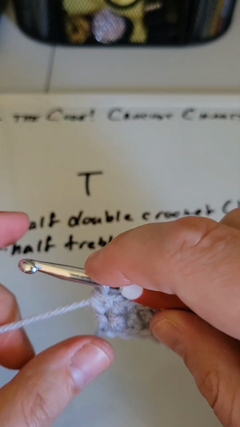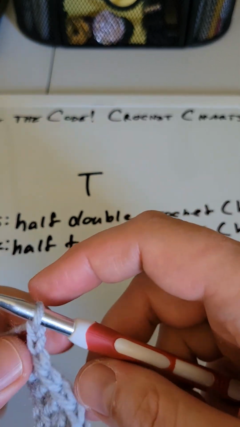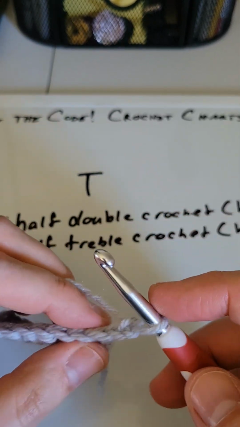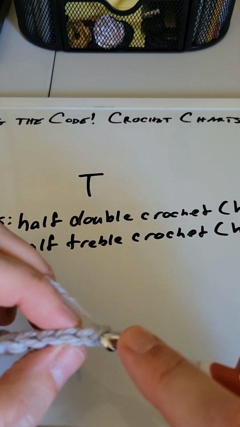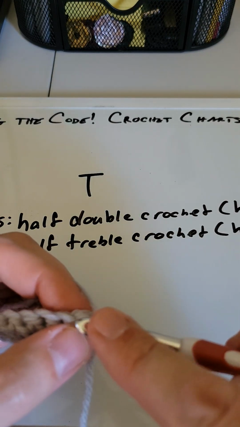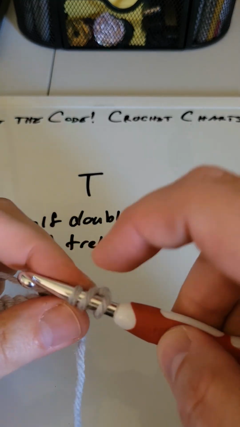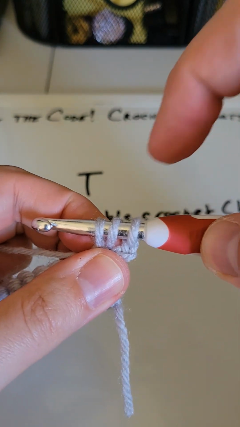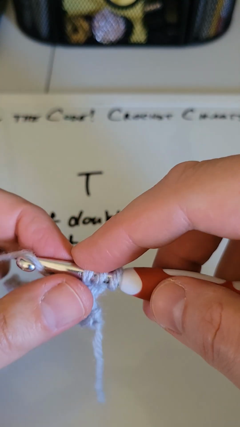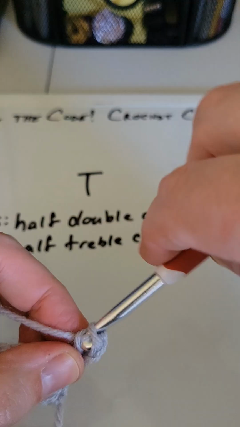So what you're going to do here, you're going to chain 2, since we're starting on a row of half double crochets, and then turn your work, and then you're going to skip the next 2 from the hook, and then you're going to yarn over, go into that first stitch, pull that yarn through, and then you're going to have 3 loops on your hook. And then after you have your 3 loops on the hook, yarn over again, and then pull your yarn through all 3 loops.